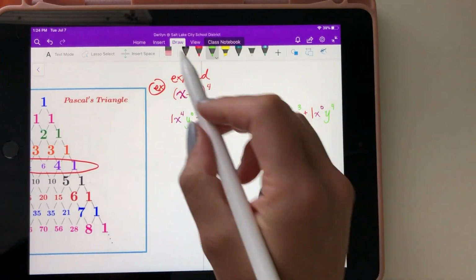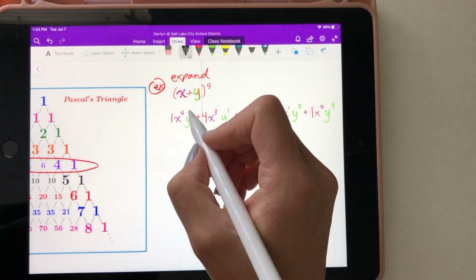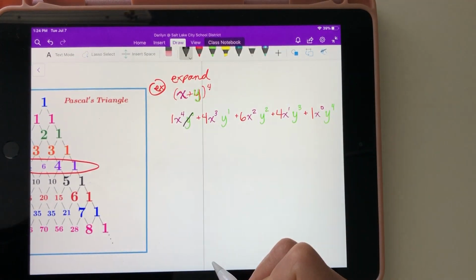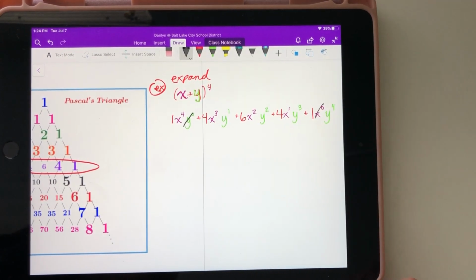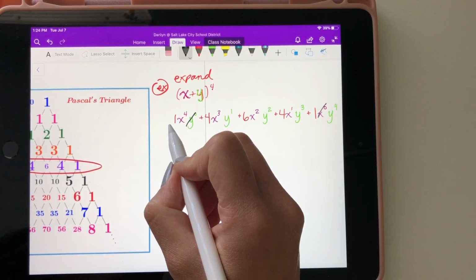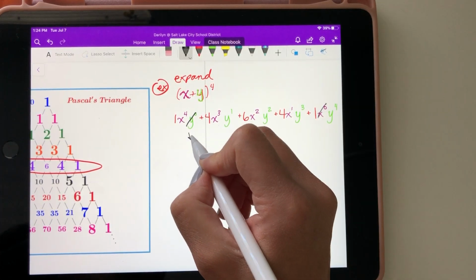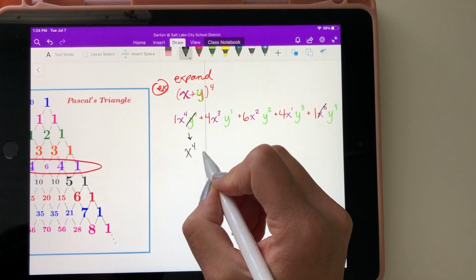So now all I'm going to do is simplify. I know that y to the 0 is simply just 1. Anything to the 0 power is simply 1. So I have 1 times x to the 4th. That just gives me x to the 4th.